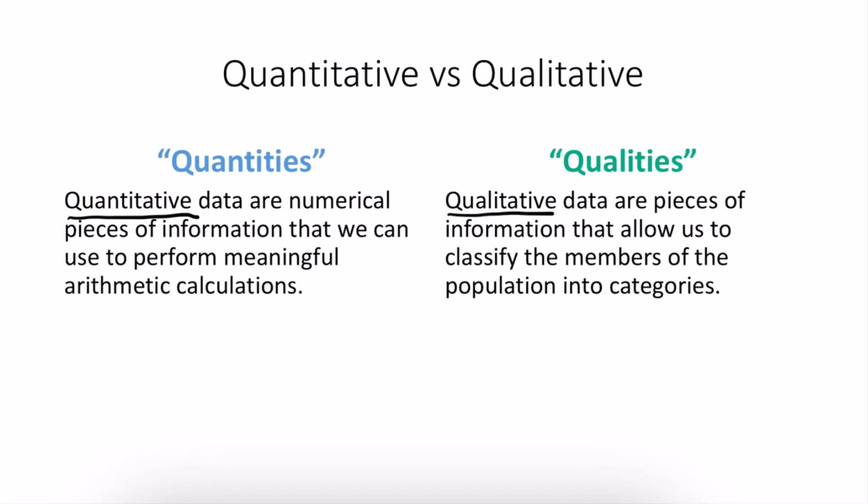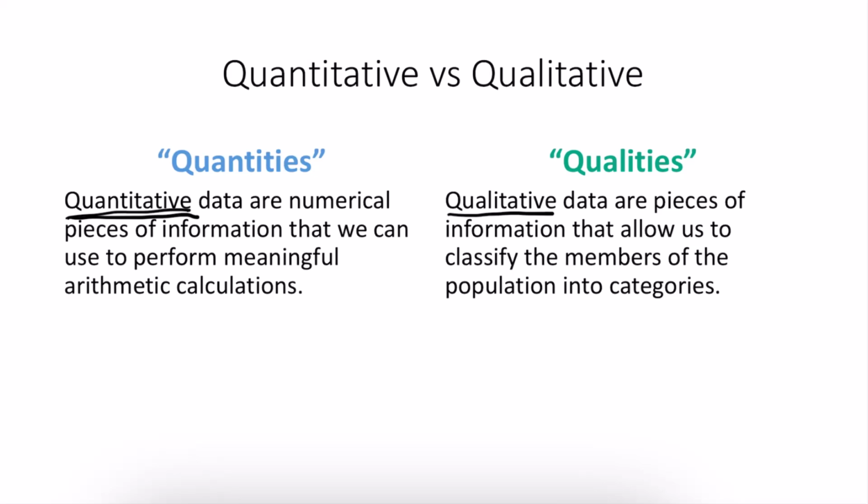Quantitative data, on the other hand, are pieces of information that are numerical in nature. So they're going to be numbers, and specifically they're numbers that allow us to perform meaningful arithmetic calculations. For example, if I wanted to ask people how tall they are, this would be an example of quantitative data because it's a number. If I asked a whole bunch of people how tall they are, I could calculate the average height, which would be an arithmetic calculation because I would add everything together and divide by the number of people that I'd asked.